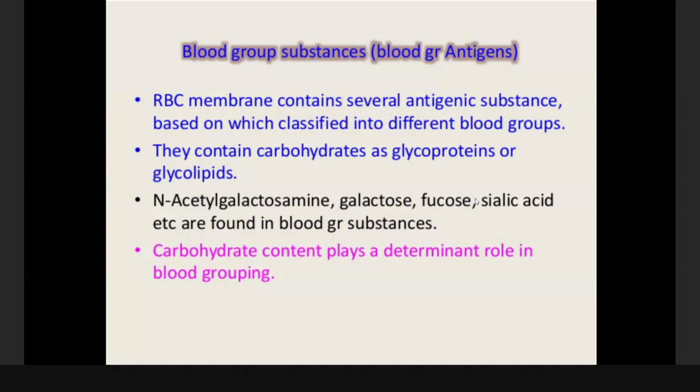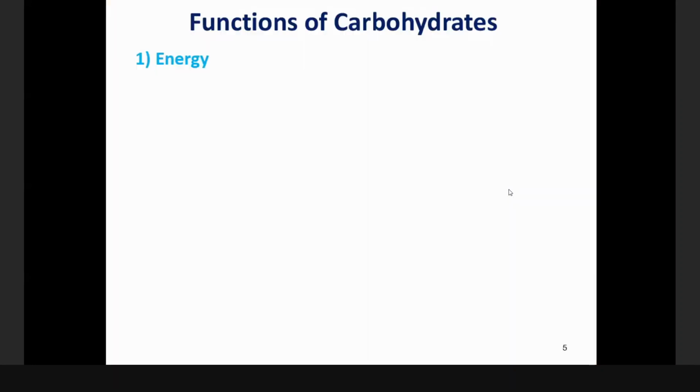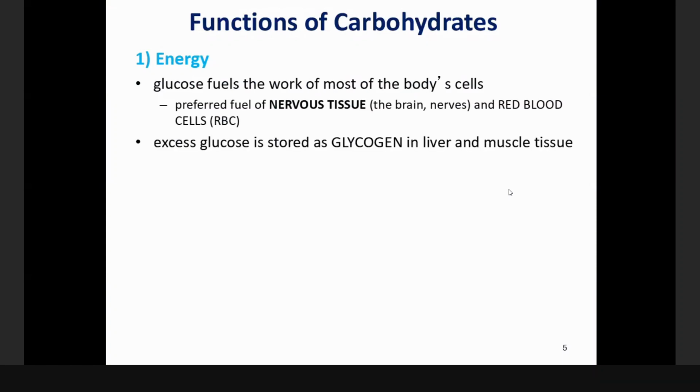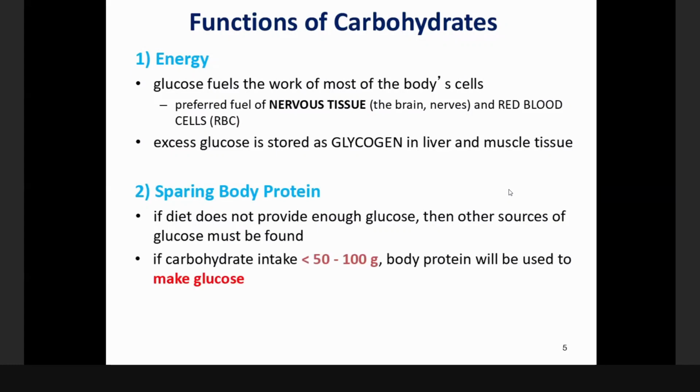Therefore, carbohydrate content plays a determinant role in our blood grouping. ABO blood grouping type is totally dependent on what? The carbohydrate moiety. The carbohydrate moiety can determine our blood groups. An individual may belong to blood group A, or blood group B, or blood group AB, or blood group O. What determines it? The carbohydrate moiety.